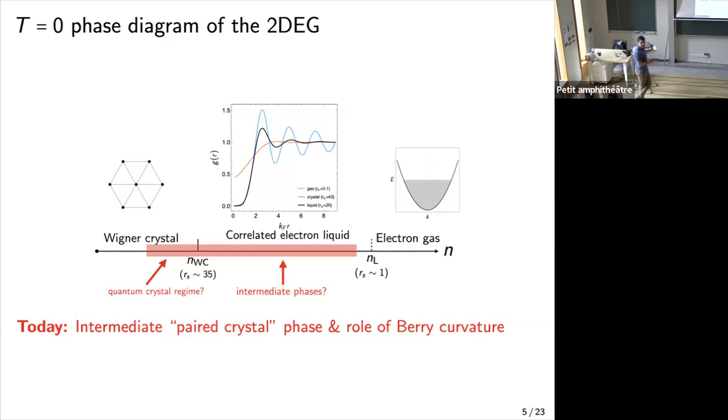Good. Yes, please. So those examples you were showing of 2D Wigner crystals, what typical values of RS do they have?